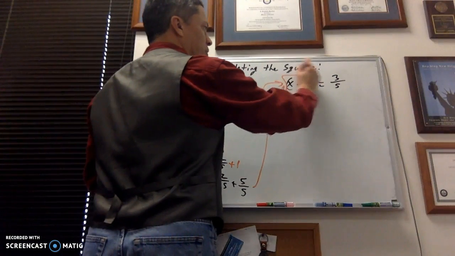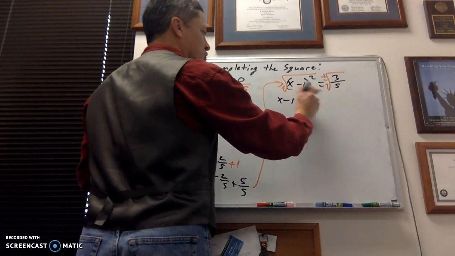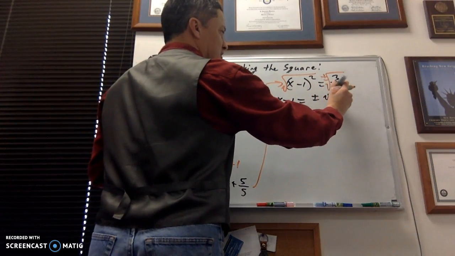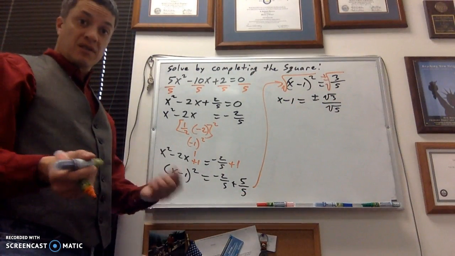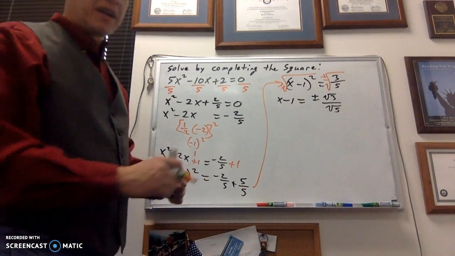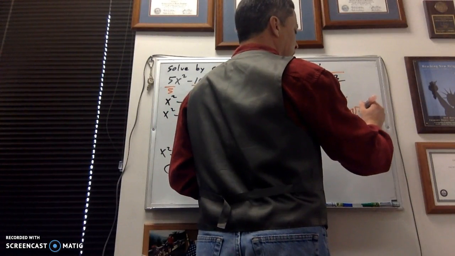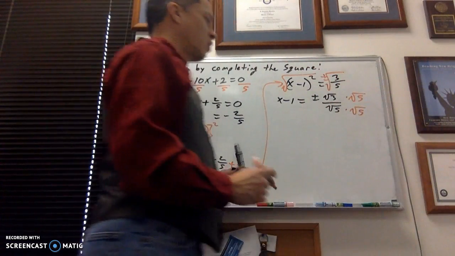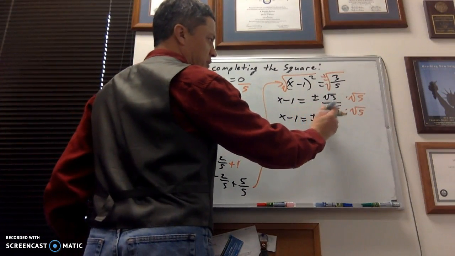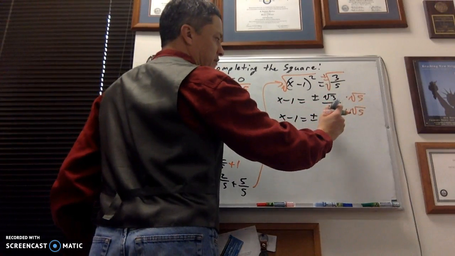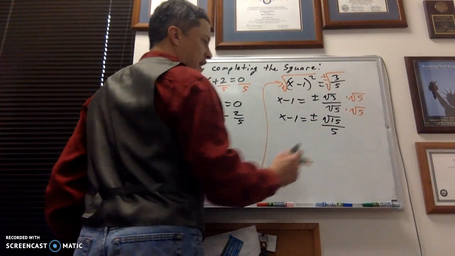Now I'm going to square root both sides. So the left-hand side is just x minus 1, but the right-hand side, it's the square root of 3 over the square root of 5. Right? So there's a lot of stuff going on here. I'm going to have to rationalize the denominator, not conjugate, rationalize the denominator. I'm going to multiply top and bottom by the square root of 5. So now we have x minus 1 equals plus or minus the square root of 3 times the square root of 5 is the square root of 15. The square root of 5 times the square root of 5 is just 5.